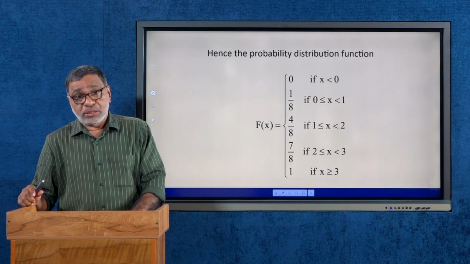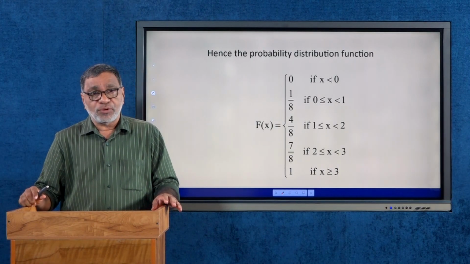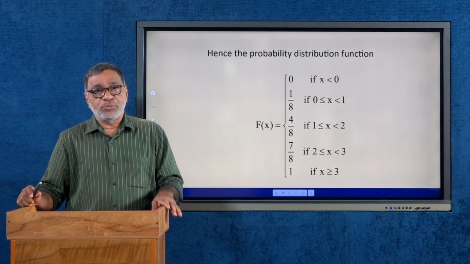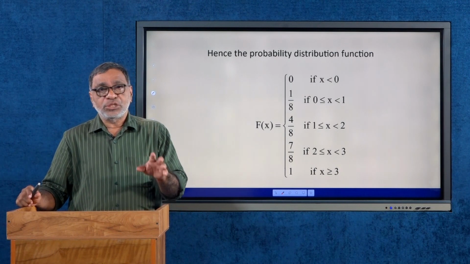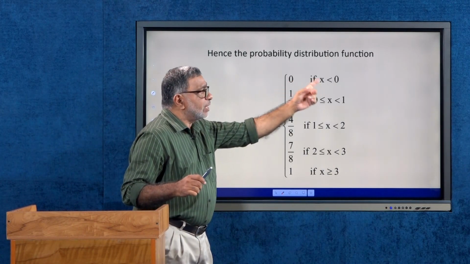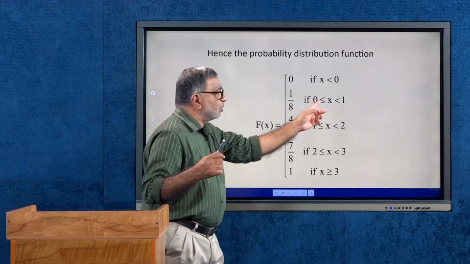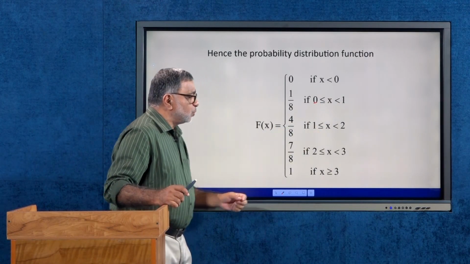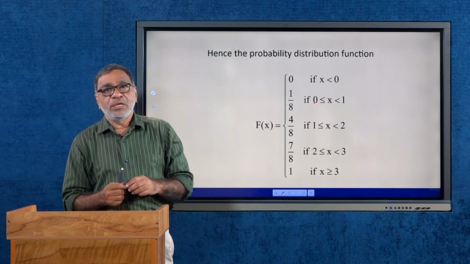As we discussed in the first example, here also we can construct the probability distribution function. After discussing the definition of the distribution function, we know how to find its values. The distribution function is 0 if x is less than 0, 1 by 8 if 0 less than or equal to x less than 1, 4 by 8 if 1 less than or equal to x less than 2, 7 by 8 if 2 less than or equal to x less than 3, and 1 if x is greater than or equal to 3.